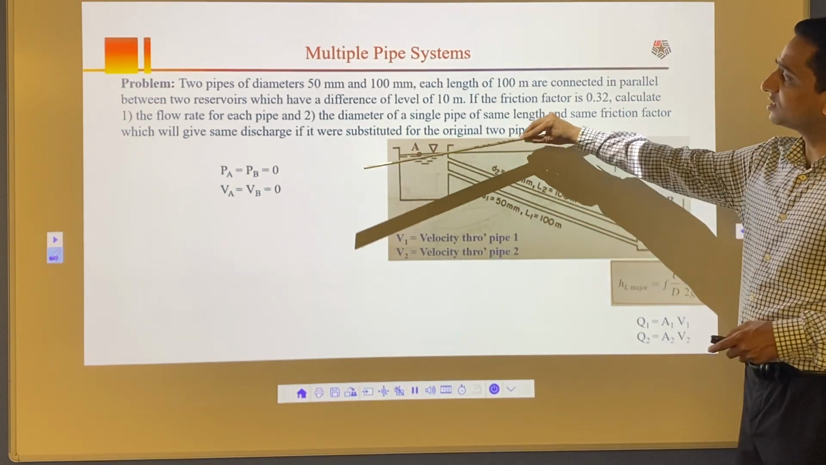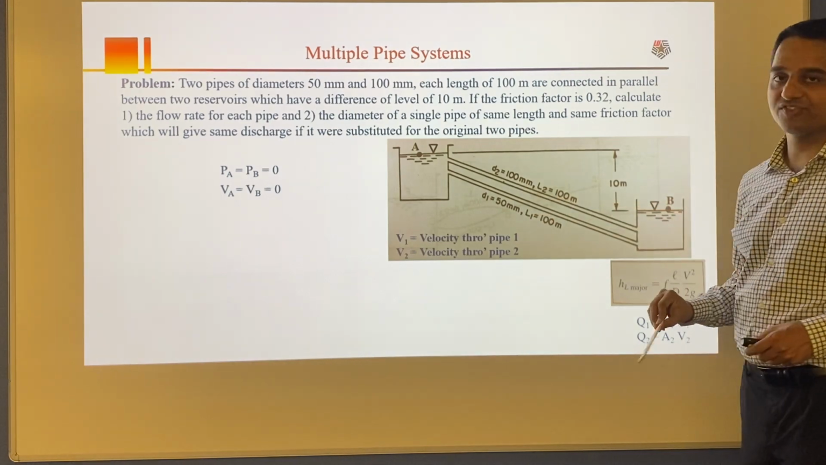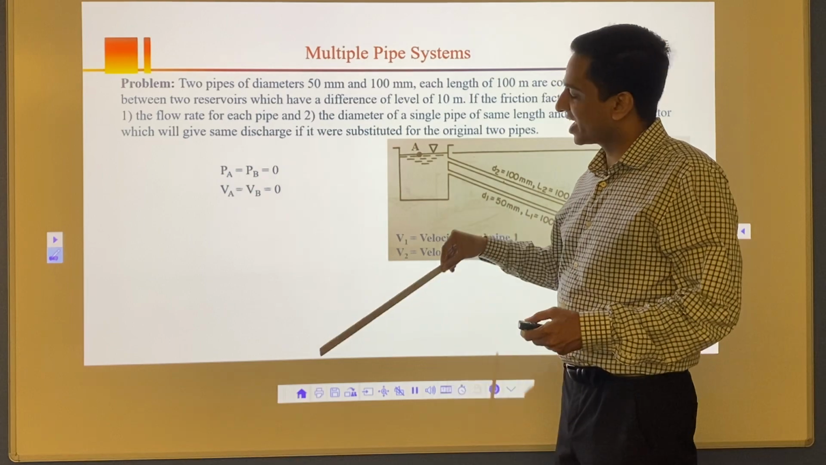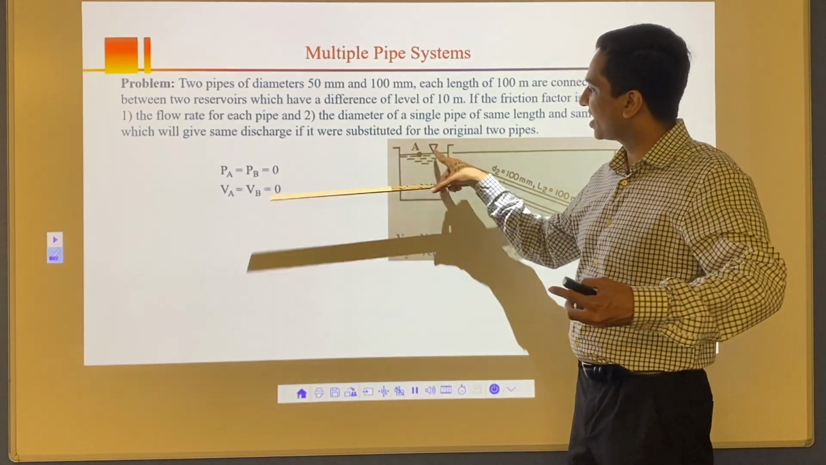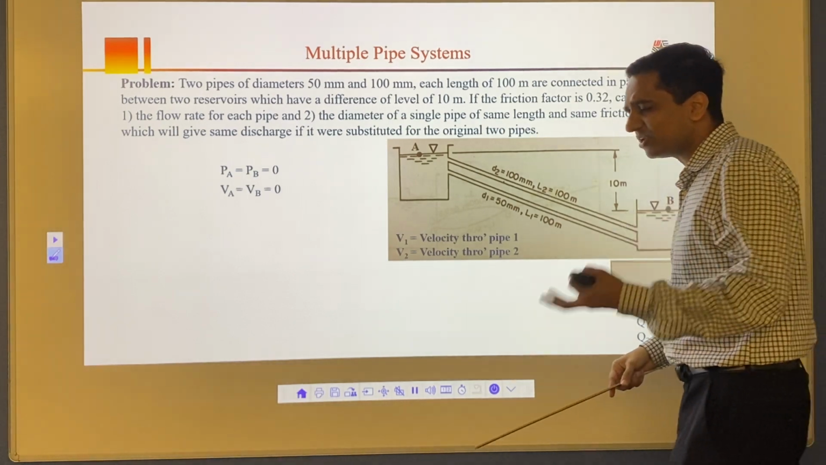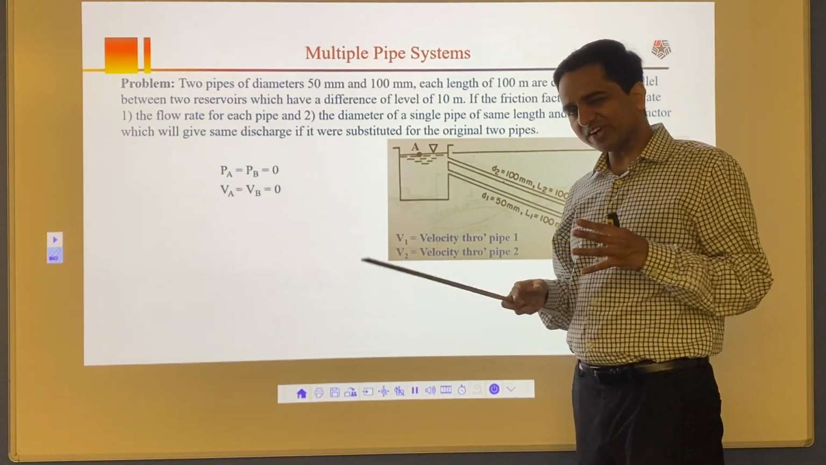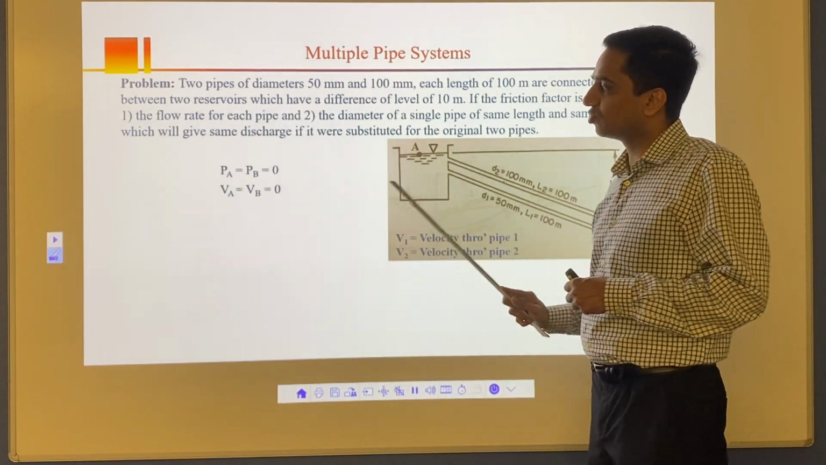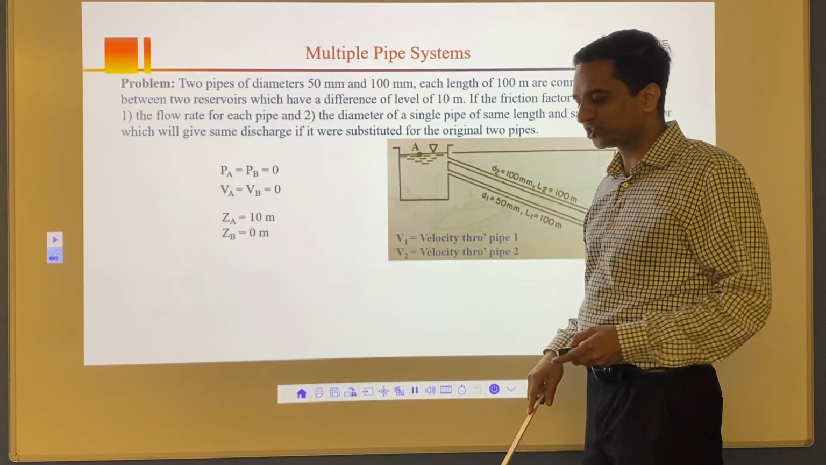Then velocity at tank A, point A and point B is 0. What does it mean? The surface area of this tank is very large. So the water level at A is going down or at B is going up at an extremely slow rate. So velocity is almost 0. So I'm going to consider that VA and VB is equal to 0. So that's the assumption I make, and then some geometry.